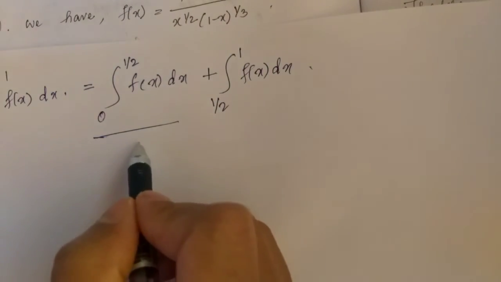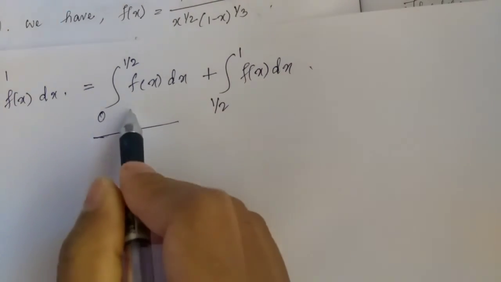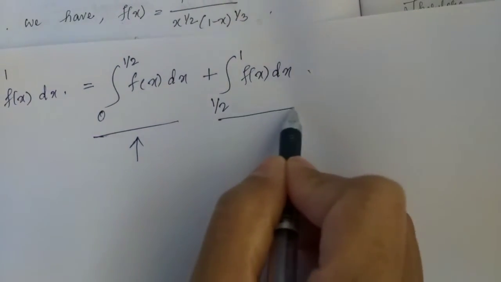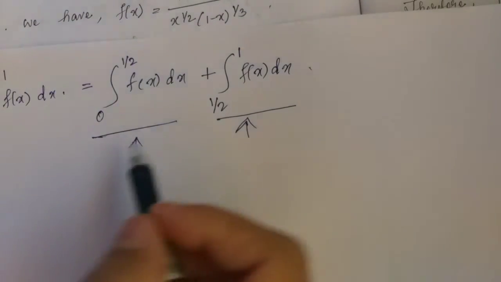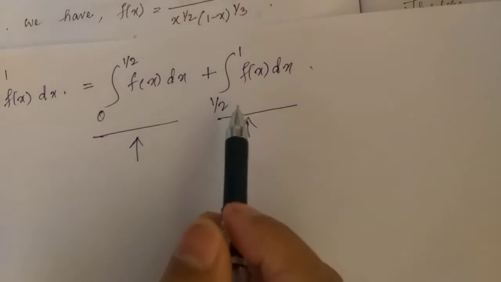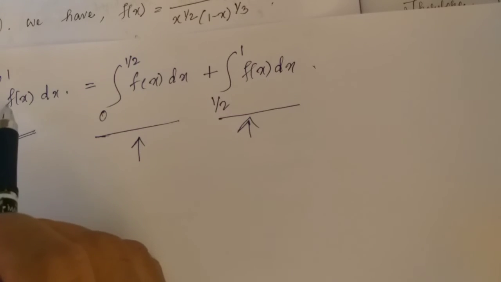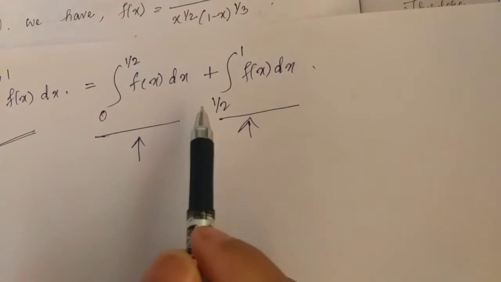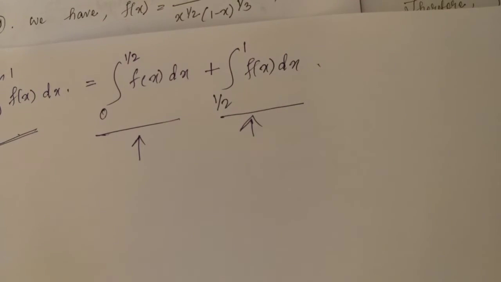Now you have to find out the convergence of this first integral, and then the convergence of this second integral. If both of them are convergent, then you conclude that this improper integral is convergent. Otherwise, if one or both of them are divergent, then this improper integral is divergent.